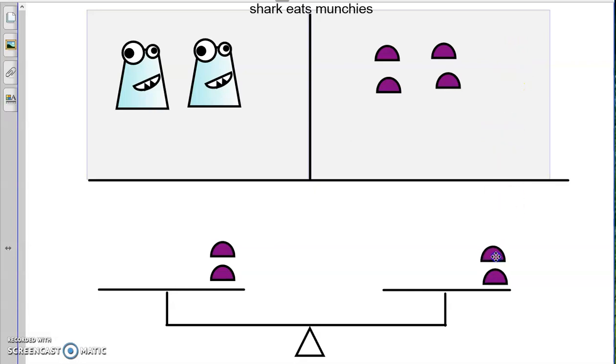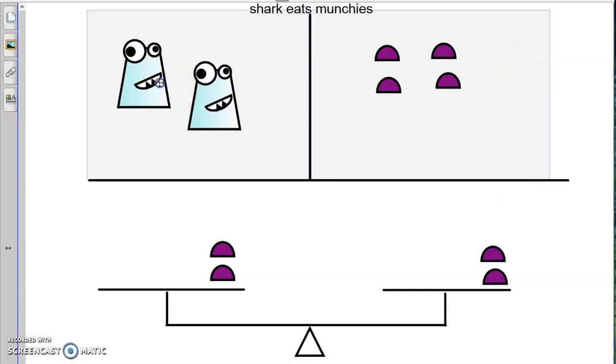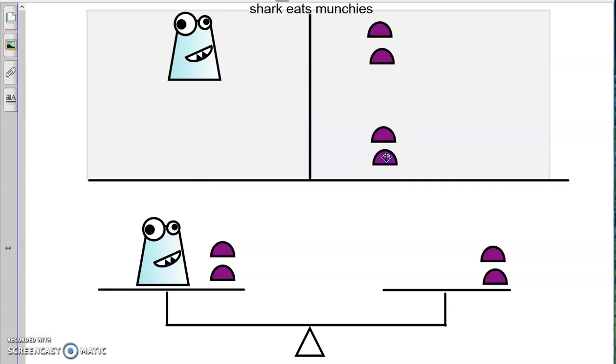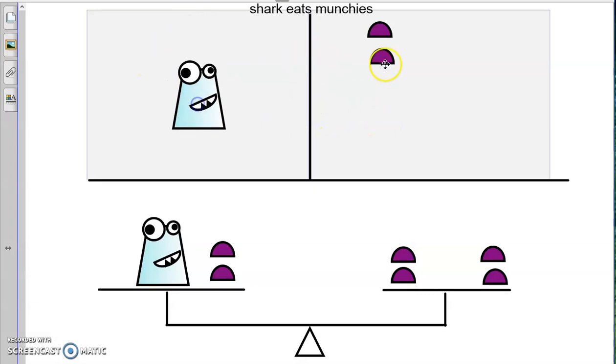Now we have 2 sharks, so we have to divide this into 2 groups, right? So there we go, and then we take off 1 and the equivalent on the other side. That was dividing both sides into 2 parts. So now we have 1 shark likes to eat 2 munchies.